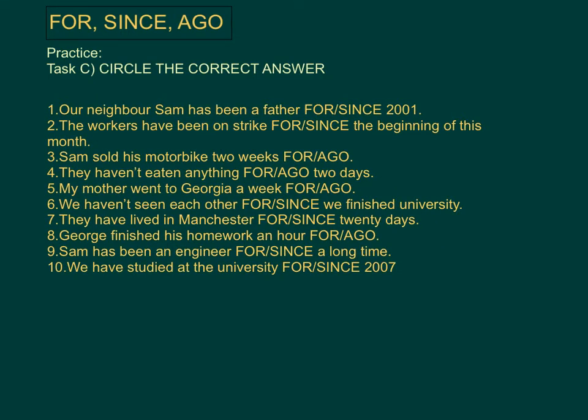Practice. Task C. Circle the correct answer. Number 1. Our neighbor Sam has been a father since 2001. Number 2. The workers have been on strike since the beginning of this month. Number 3. Sam sold his motorbike 2 weeks ago. Number 4. They haven't eaten anything for 2 days. Number 5. My mother went to Georgia a week ago. Now you may try to solve the rest of the questions with what you have just learned.